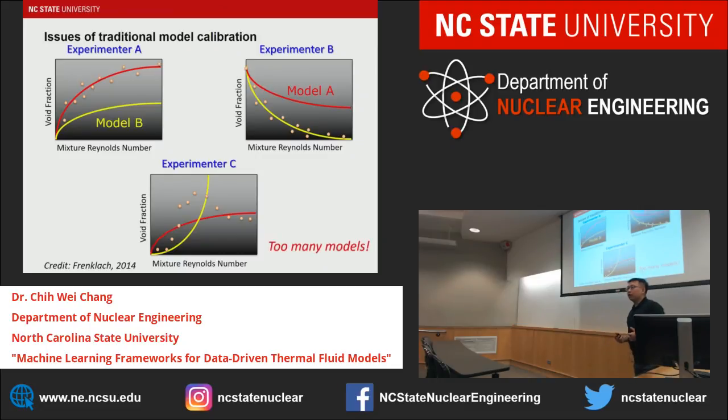The traditional model calibration process results in many different models with different forms, which increases the difficulty of model selection, and this is called the model form uncertainty for traditional code systems.